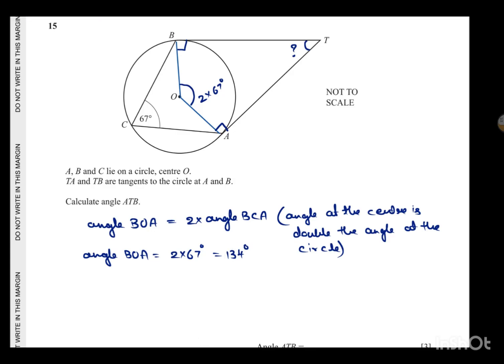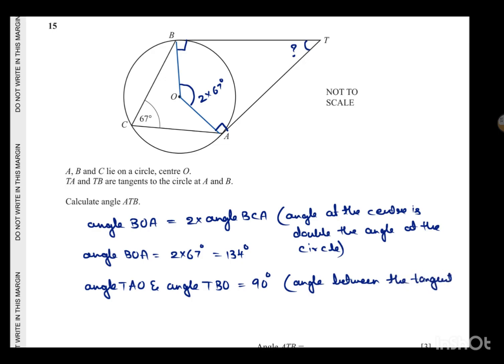Now the other two angles, angle TAO and angle TBO, are equal to 90 degrees. Why? Because the angle between the tangent and the radius is a right angle.